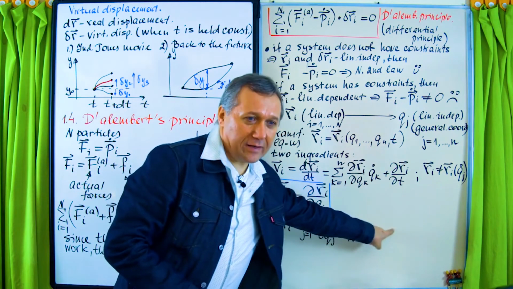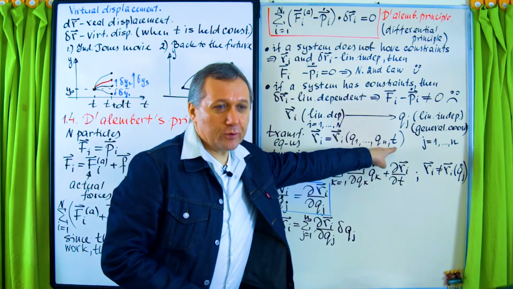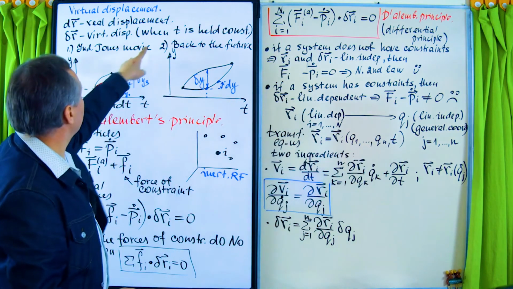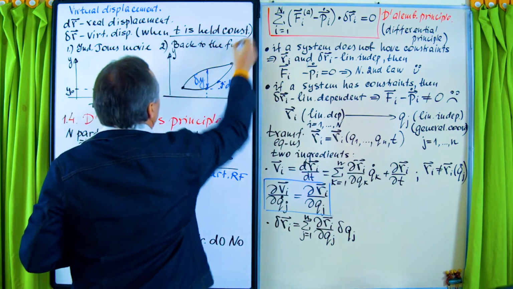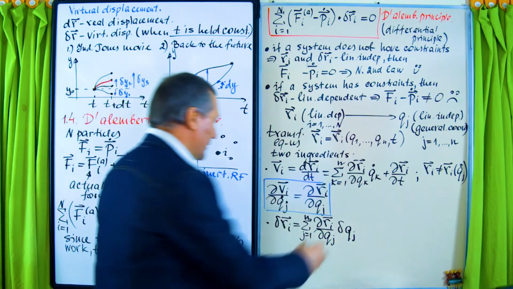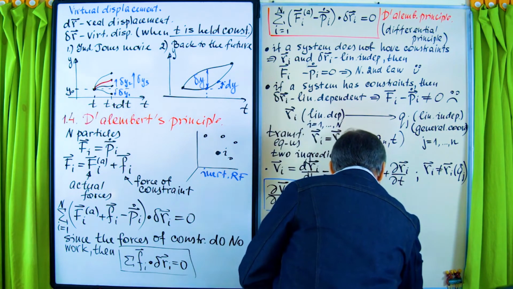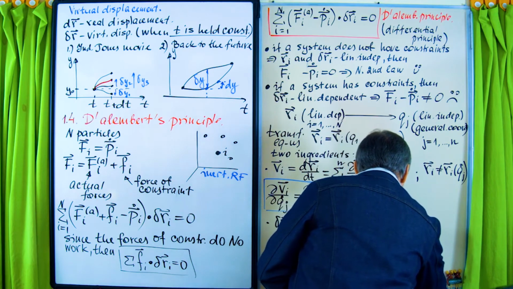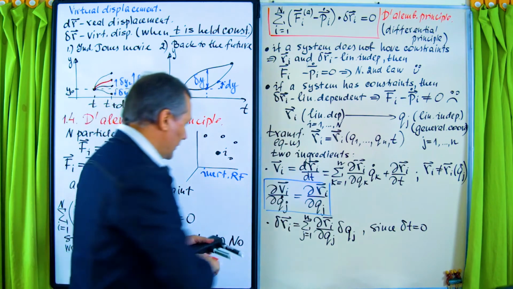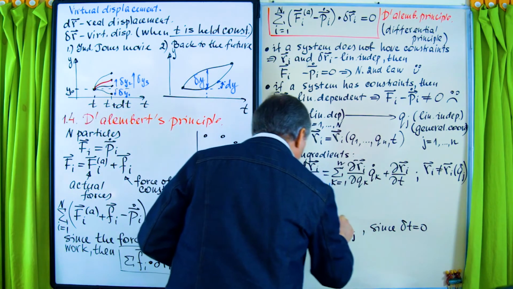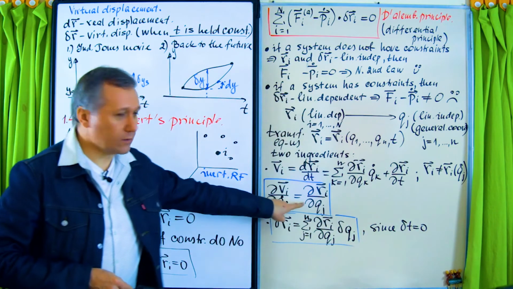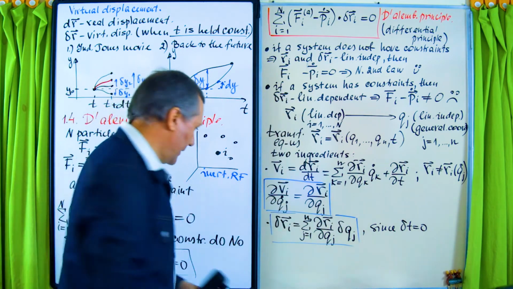Why am I not writing anything over there related to time? Because you remember, it's a virtual displacement, a virtual displacement when time is held constant. So the variation over time gives us 0, since delta t is 0. Okay, so that's the second ingredient. Let me also frame it quickly. We're going to use this ingredient only today, but somewhere in the future, vaguely remember it.